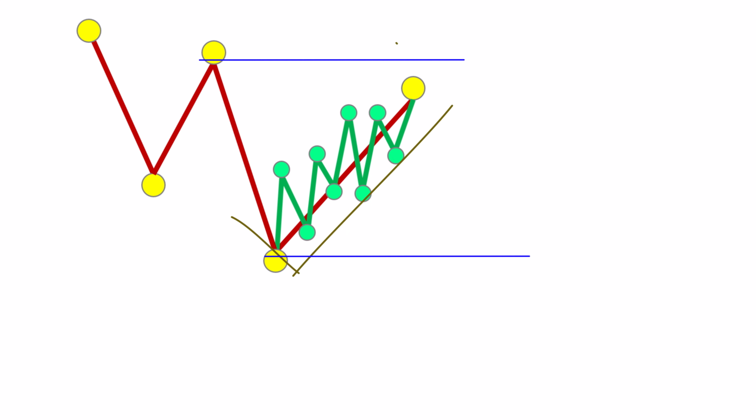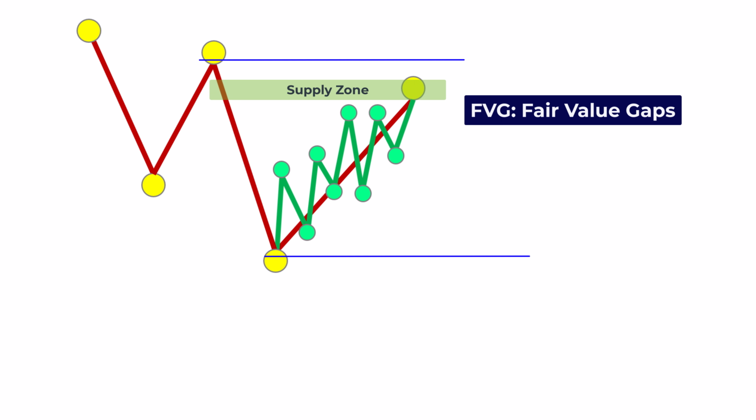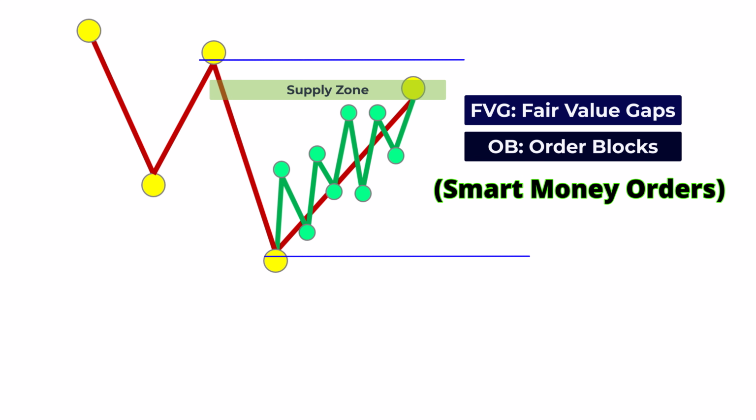Now the question is, why does price retrace here? Price retraces because the market needs to test the external structure area. Very often, this area contains unmitigated orders, such as fair value gaps or order blocks. Price moves back into these zones to pick up smart money orders before continuing in the main direction. For now, just understand the logic. The details we will study later.